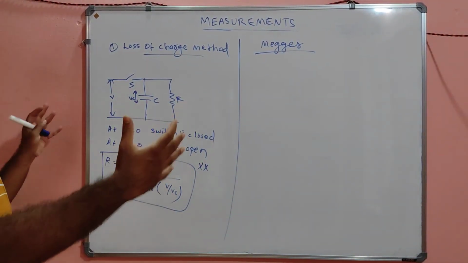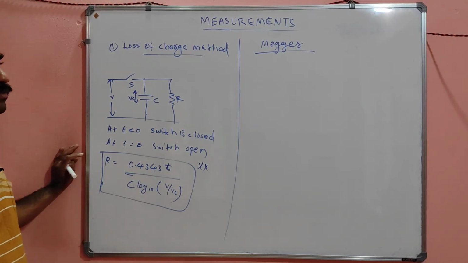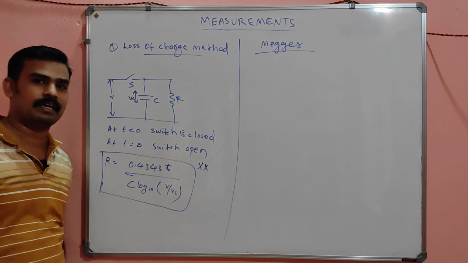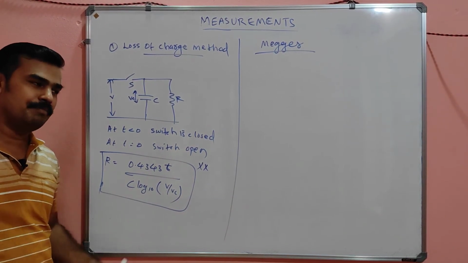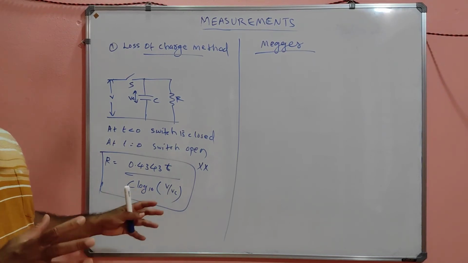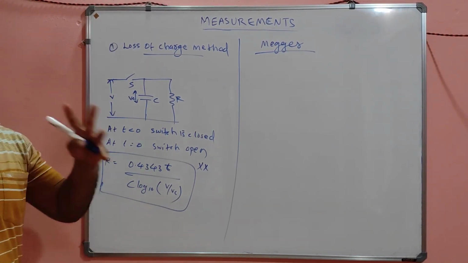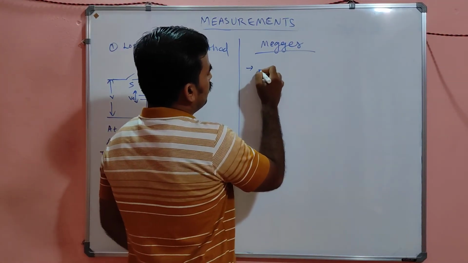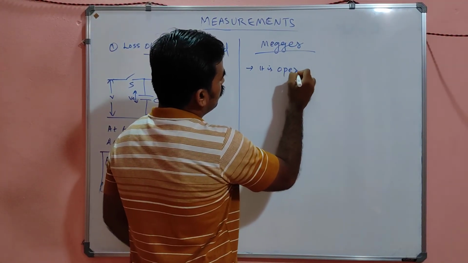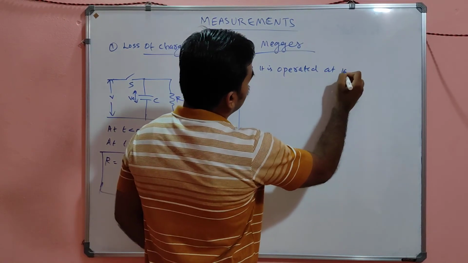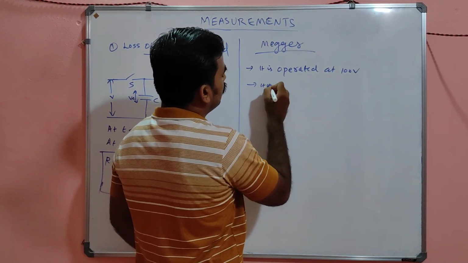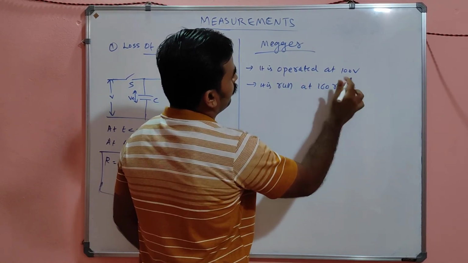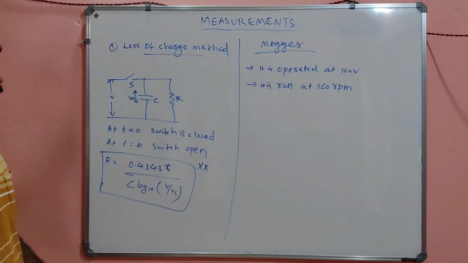It's a combination of two generators. One acts as a generator, and the other acts as a motor. And it's a very, very big figure. So we don't want that construction and working and all. We just need some important coil. It is operated at 100 volt. Megger is run at 160 rpm. It is a generator now.